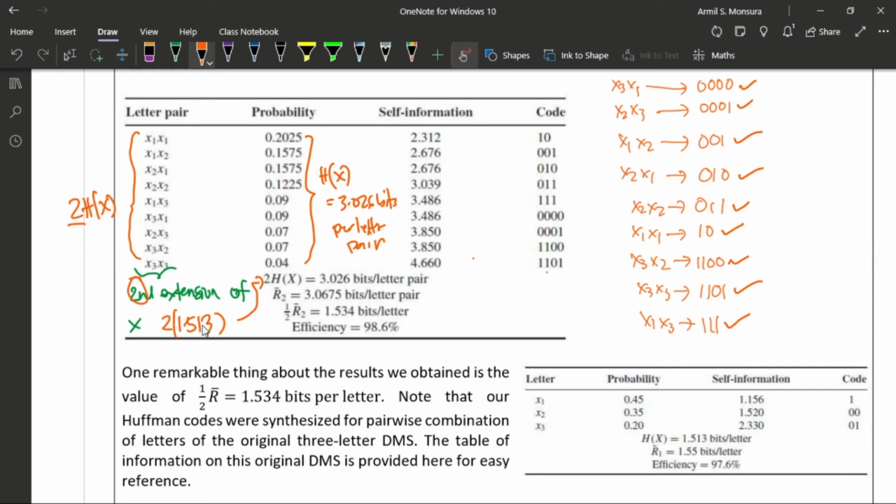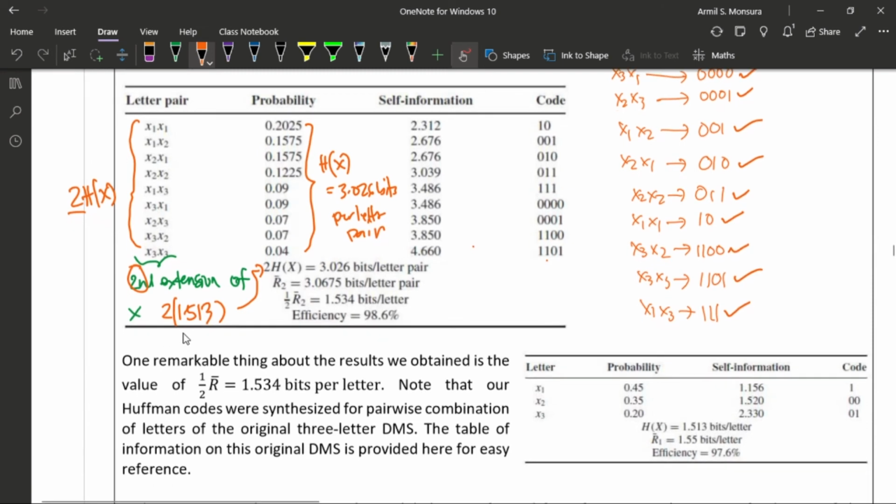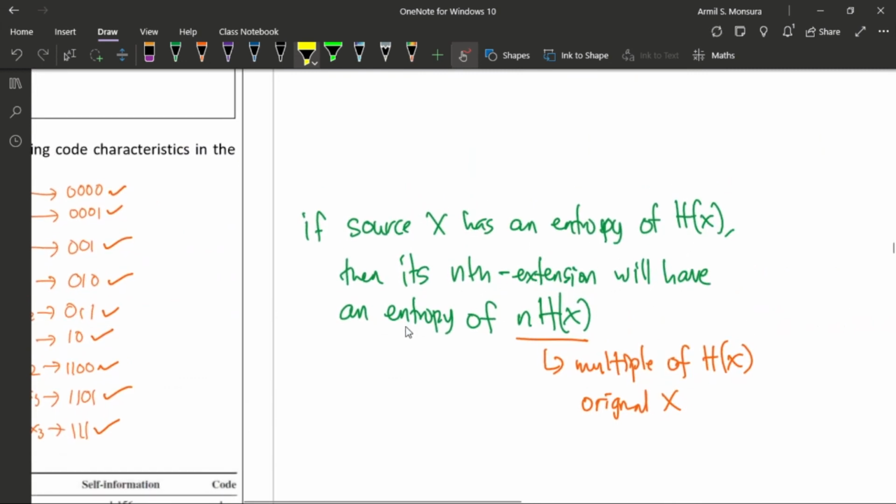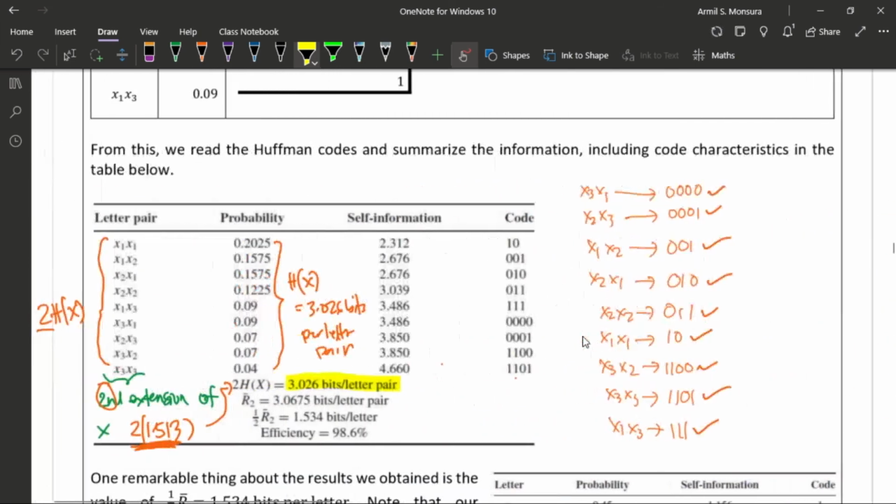If I use the formula for the second extension, the original source X has an entropy of 1.513, and its second extension has an entropy of twice that. So we get the same result, 3.026. That is the significance of the second extension: it gives the entropy of the original. Again, if the source X has an entropy of H, then its nth extension will have an entropy of N times H.